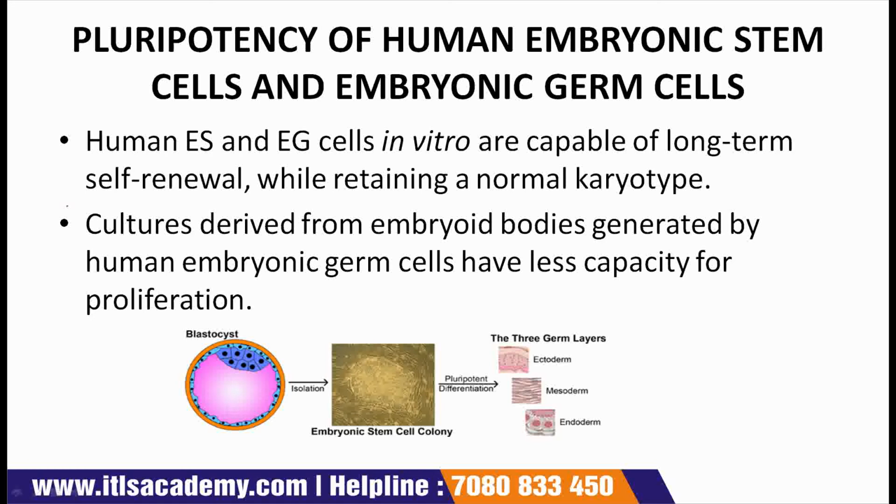So our next point is, cultures derived from embryoid bodies generated by human embryonic germ cells have less capacity for proliferation. Most of these cells will proliferate for 40 population doublings, that is, the maximum reported is 70 to 80 population doublings.